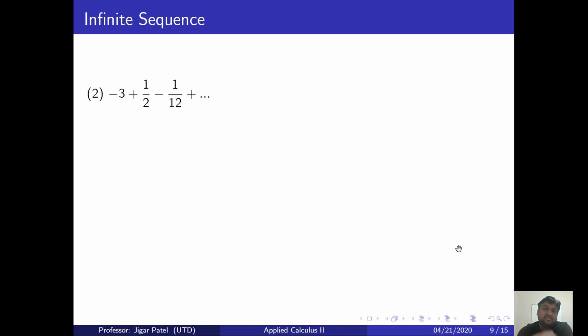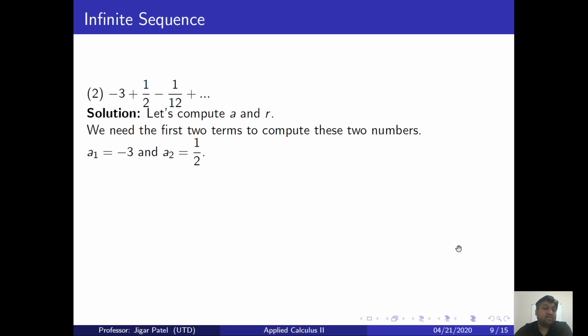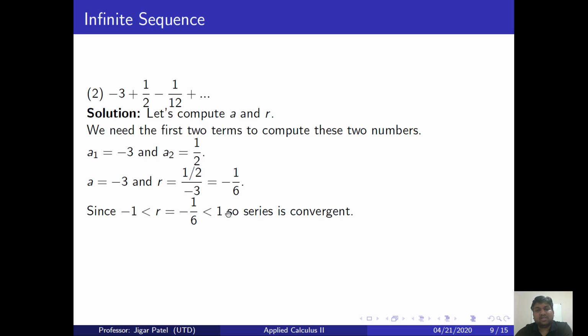Suppose I give you this series: negative 3 plus 1 by 2 minus 1 by 12, and so on. Again, my goal is to compute A and R, and by looking at R, I am going to decide whether or not my series converges or diverges. So let's compute A and R. My first 2 terms are negative 3 and 1 by 2. A is negative 3. R is 1 by 2 over negative 3, the second term over the first term. I get negative 1 by 6. Negative 1 by 6 is sitting between negative 1 and 1, so the series is convergent.